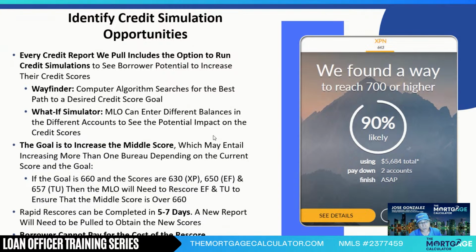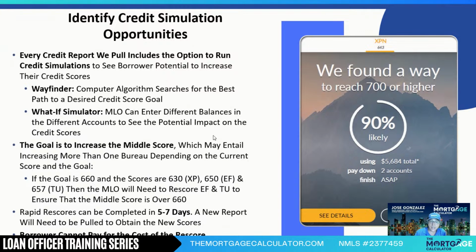Keep in mind that rapid rescores can be completed in 5 to 7 days. Sometimes they can be done a little bit quicker, especially if you pay a little extra for a rush. I've had them done in 24 hours. But they're only as good as the data that you give them. To do a rapid rescore, you need to provide certain information, certain letters, certain documentation. If the documentation doesn't work, the rapid rescore will be rejected, and you've got to try again. And then you need to pull a new credit report to obtain the new scores. And most importantly, MLOs be aware, because I sometimes see these rapid rescore suggestions MLOs have sent to borrowers, like paying down 13 accounts.